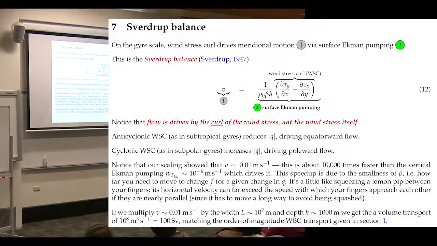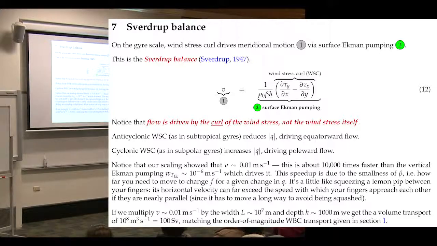So one important thing to notice from this is that the north-south velocity is not related to the wind stress, it's related to the curl of the wind stress. If we've got an anticyclonic wind stress curl, as in a subtropical gyre, that is acting to reduce the potential vorticity of the flow in its magnitude, so it's driving an equatorward flow. If this is anticyclonic in the northern hemisphere, that's negative, and you can see V is negative, so it's towards the equator. The opposite is obviously the other way around: cyclonic wind stress curl drives a poleward flow.